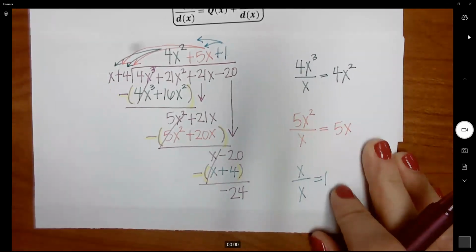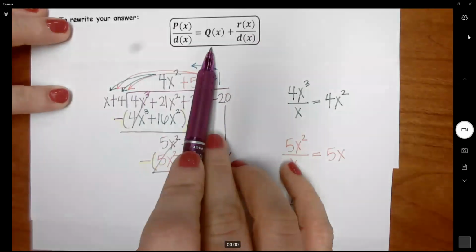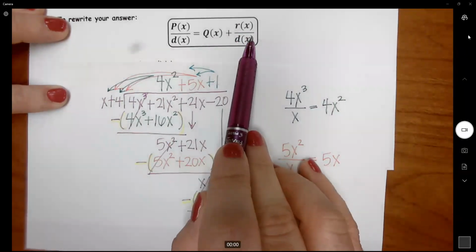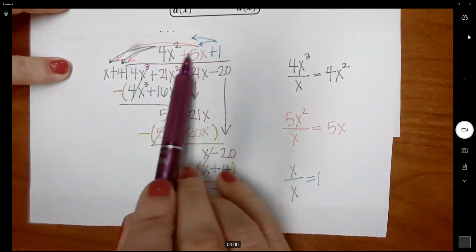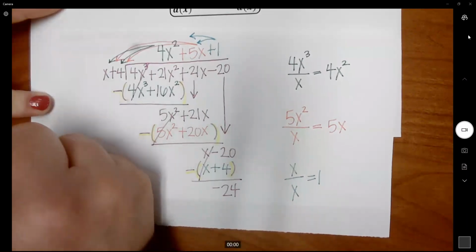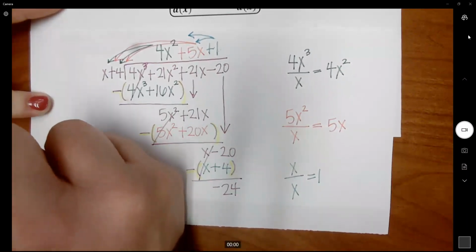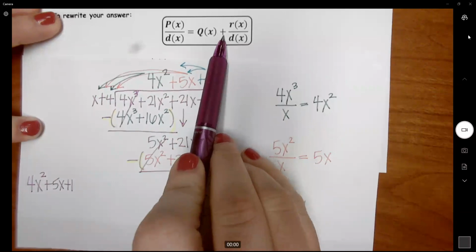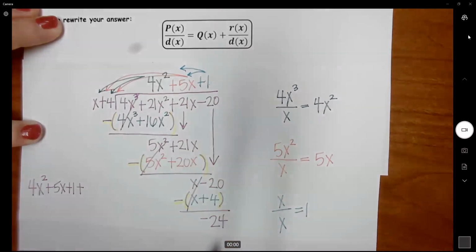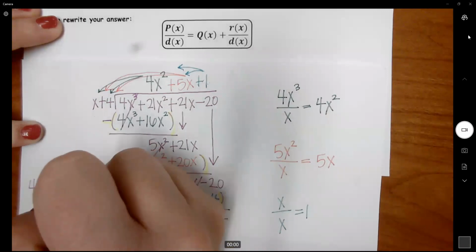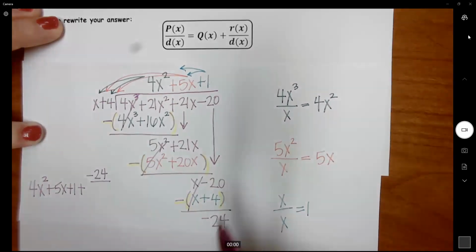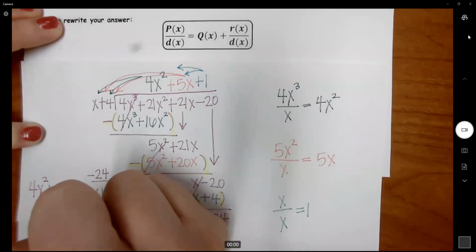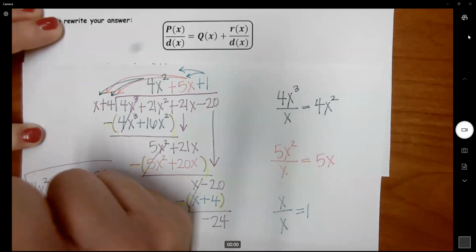So my final answer, if I am writing it in this form here, and in this form, I really care about this portion here. I want my quotient plus my remainder over my divisor. My quotient is this up here, 4x squared plus 5x plus 1, plus my remainder is negative 24. So plus negative 24 over my divisor, which is what we divided in here, x plus 4. This is my final answer.